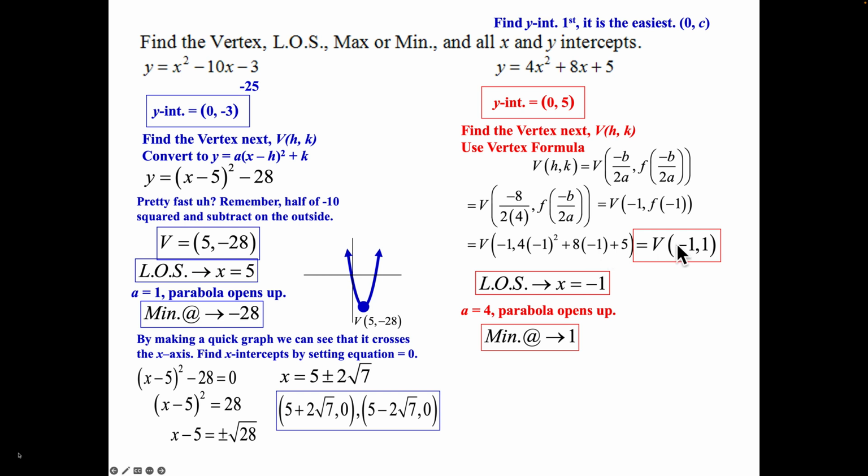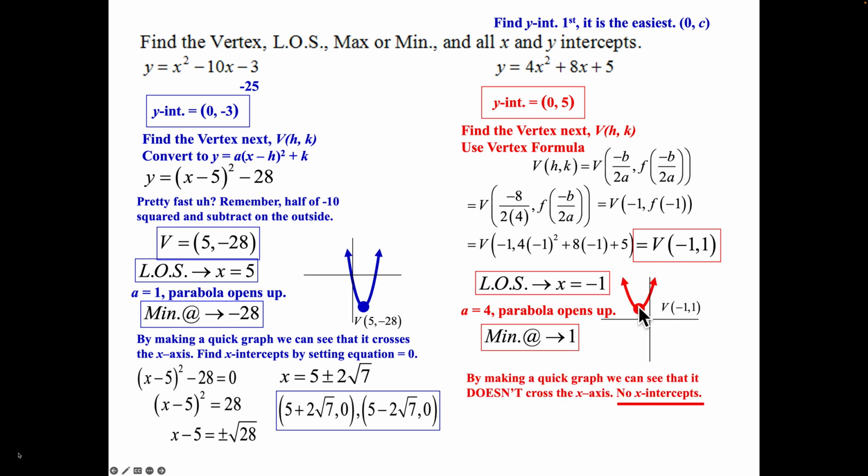Now, this vertex is negative 1 to the left, up 1. It's sitting in quadrant 2. We declared it opened up. Do you see this graph crossing the x-axis? Not at all. Therefore, there are no x-intercepts.